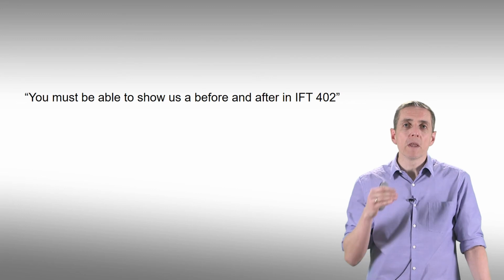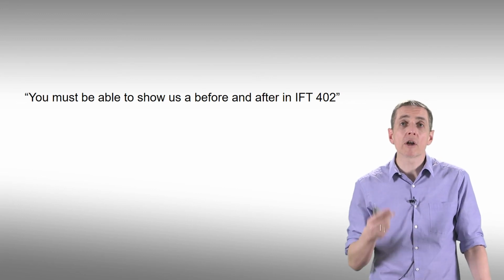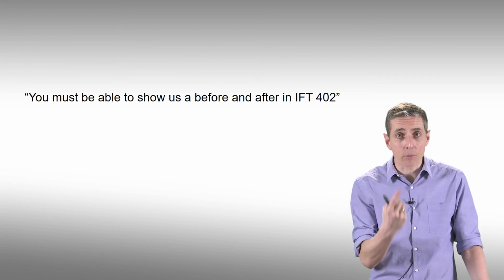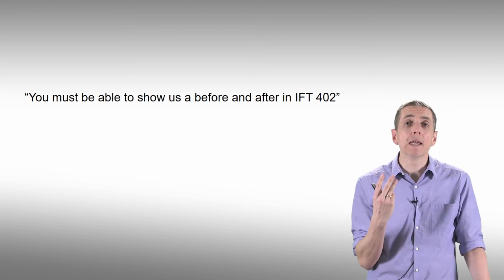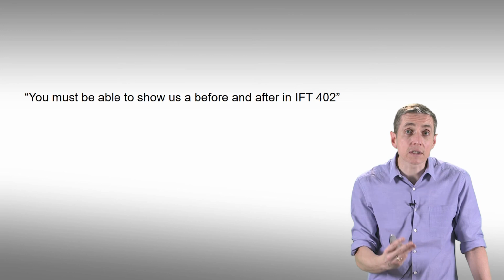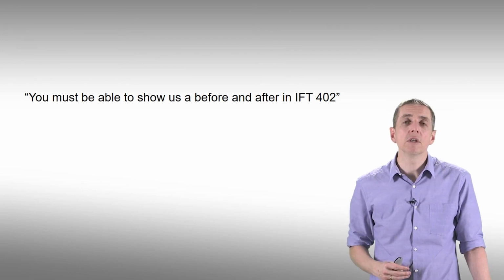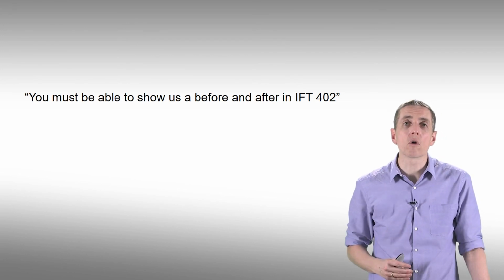So, like I said, if you do 402 in the spring, you're going to have the prototype in January, February, March, and April. So you're going to have 4 builds. In each of those builds, we need to see progress on your build. So you need to show us what you're doing in 402.